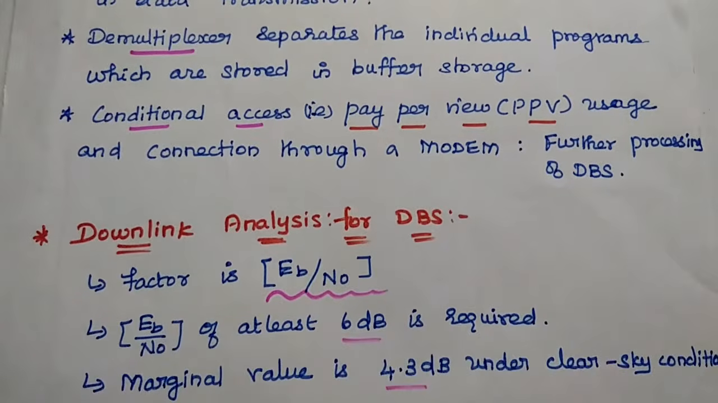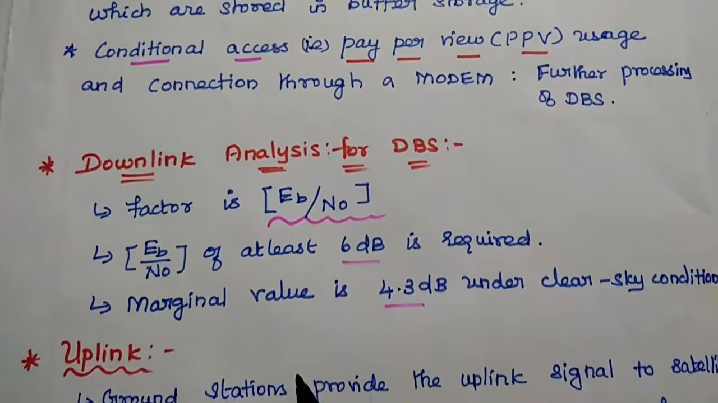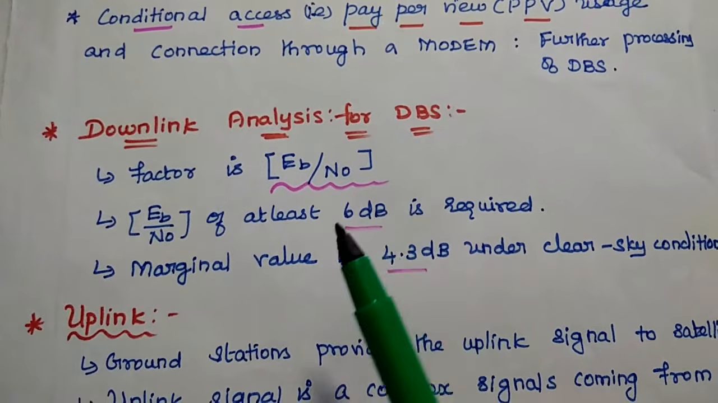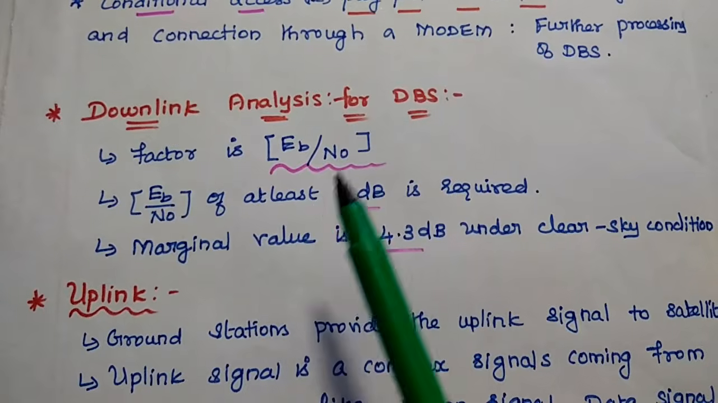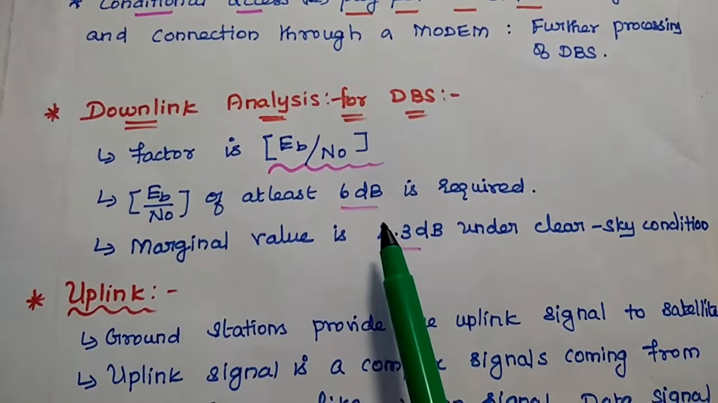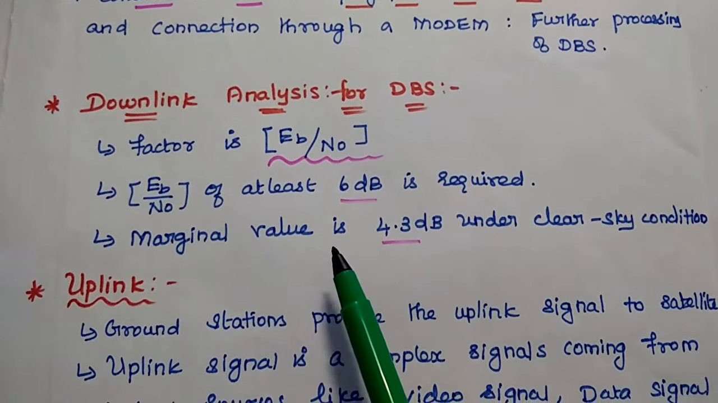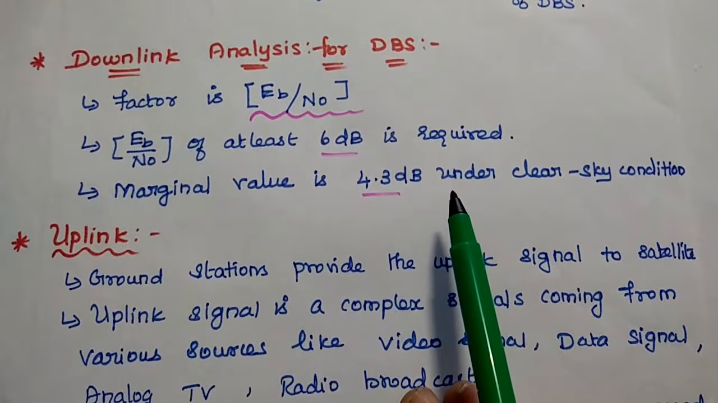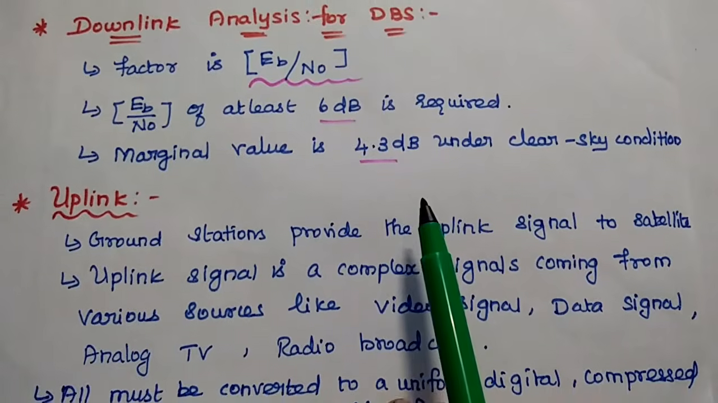Next, downlink analysis for this DBS. Here we are mainly concentrating on the ratio Eb/N0, that is bit energy to the noise density. Its value is at least 6 dB. Its marginal value is 4.3 dB under clear sky condition.